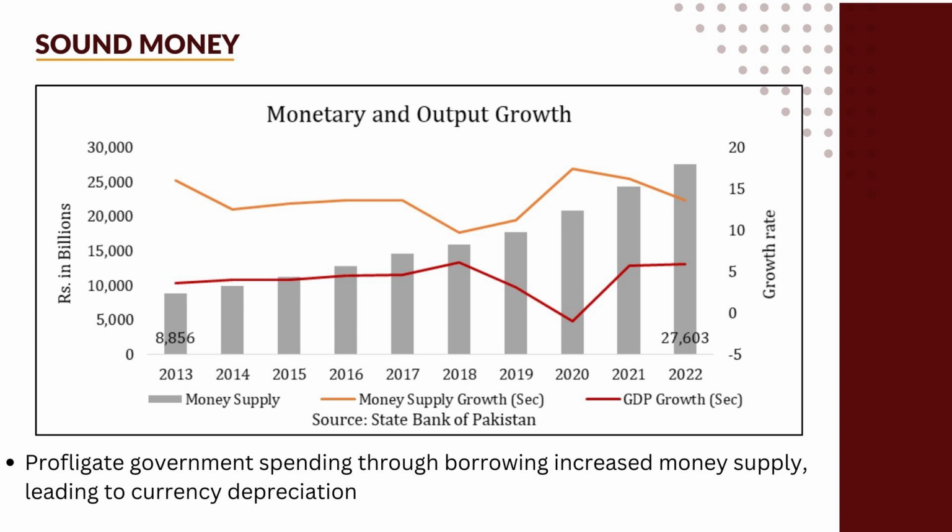And if we compare the increase in money supply with the GDP growth, then growth in money supply has remained much higher than the GDP growth. And one of the reasons behind such an increase in money supply is continuous borrowing of the government to finance public expenditures.